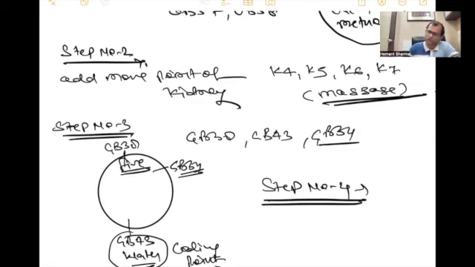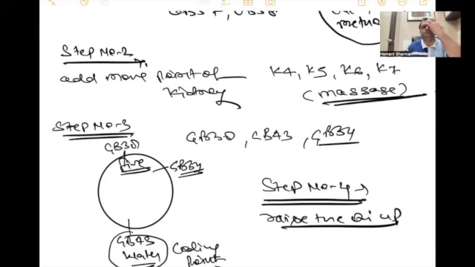Now the step number 4, raise the chi up. Raise the chi up. Purpose number 1, to send the blood which is hanging in the veins.